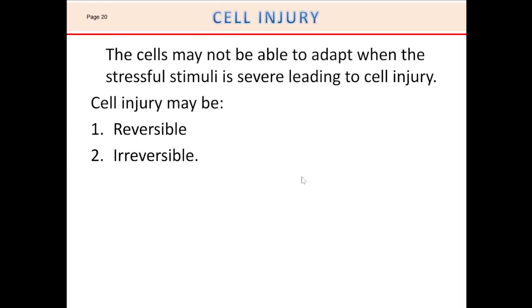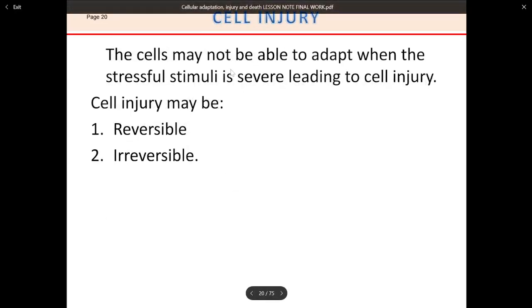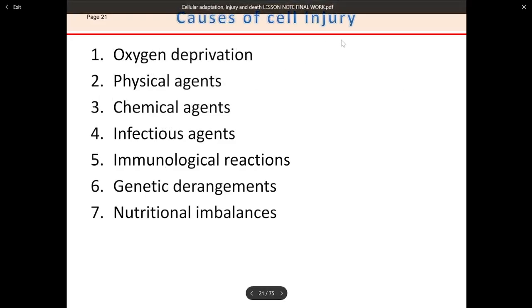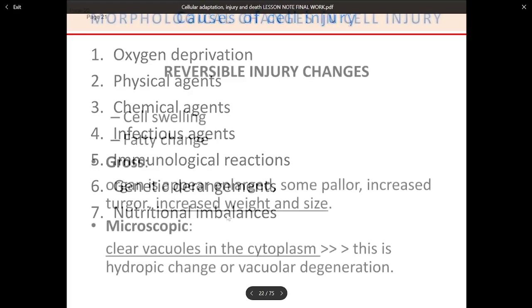Now, cell injury. The cell may not be able to adapt when the stressful stimulus is severe, leading to cell injury. Cell injury may be reversible or irreversible depending on the degree of stress. Now, causes of cell injury include oxygen deprivation, physical agent, chemical agent, infectious agent, immunological reaction, genetic derangement, nutritional imbalance.